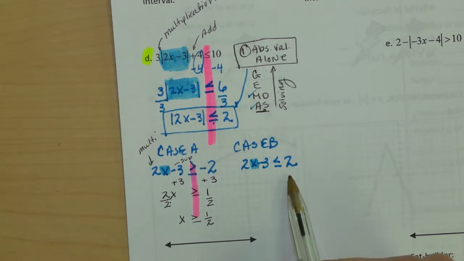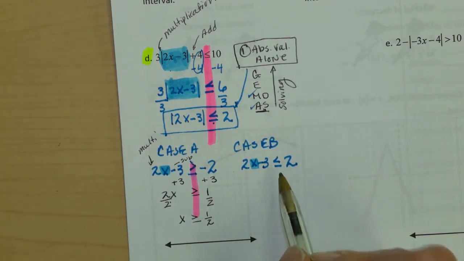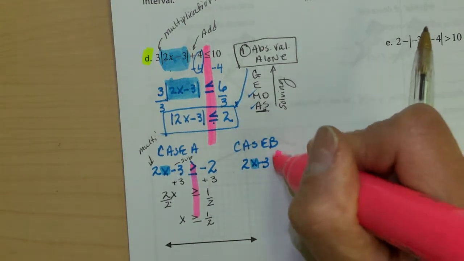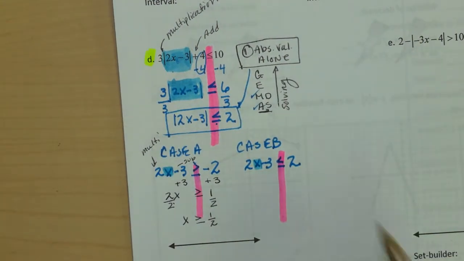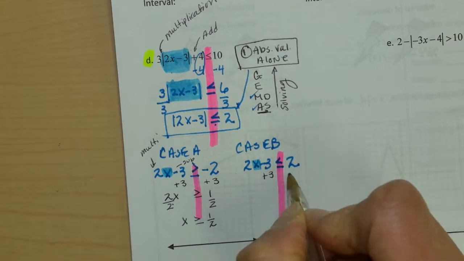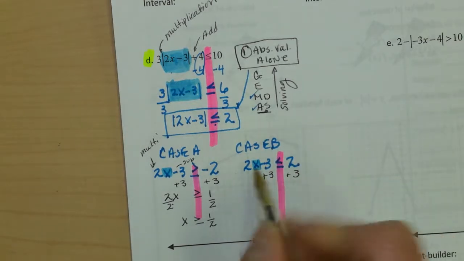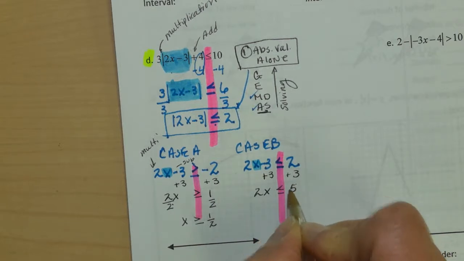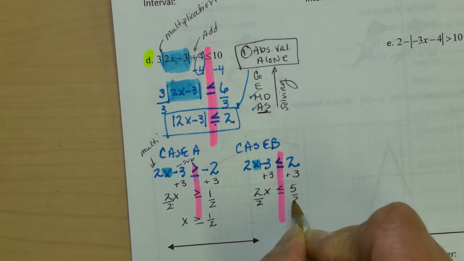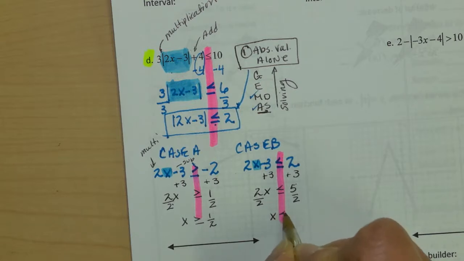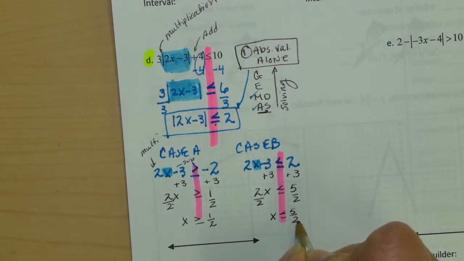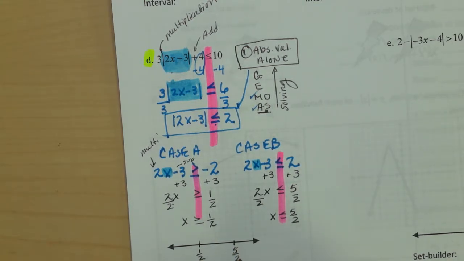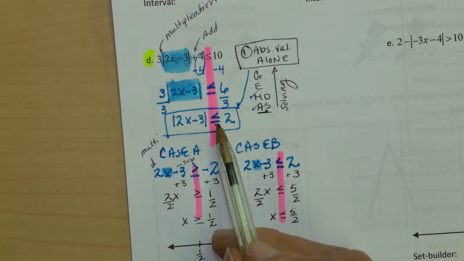On this one here, I'm going to do the same thing. Again, I've got to be very careful. I'm going to add 3 to both sides. That gives me 2x is less than or equal to 5. I'm going to divide both sides by 2. So I get x is less than or equal to 5/2. 5/2 is larger than 1/2. Here's 1/2, here's 5/2.